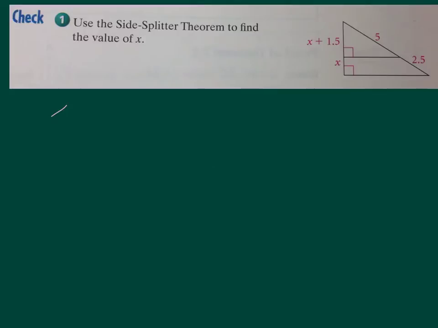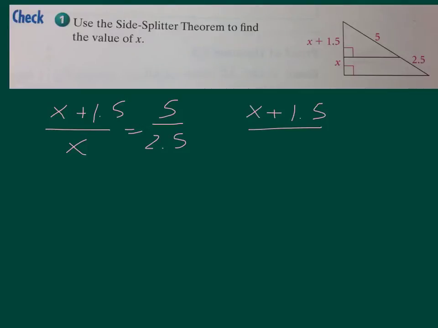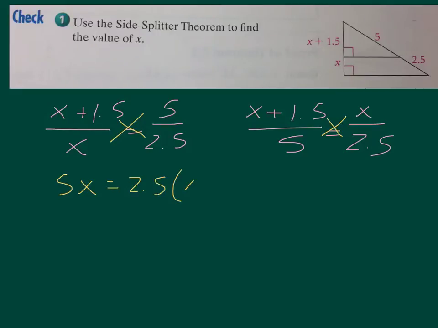Our proportion is going to look like x plus 1.5 over x is going to equal 5 over 2.5. Another way to set that up would be x plus 1.5 over 5 would equal x over 2.5. Either way you do it, your cross products are going to be the same thing. You're going to have 5x equaling 2.5 times the quantity x plus 1.5.